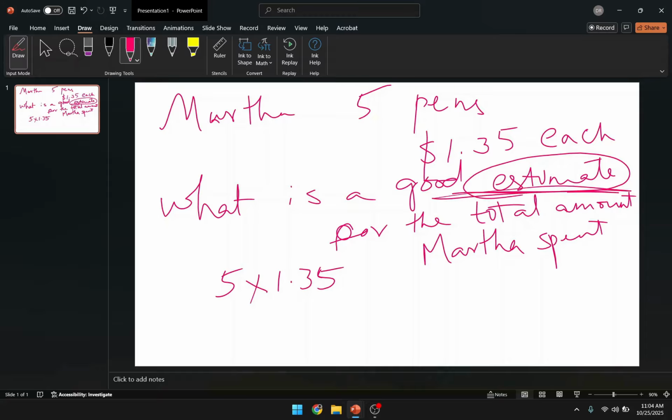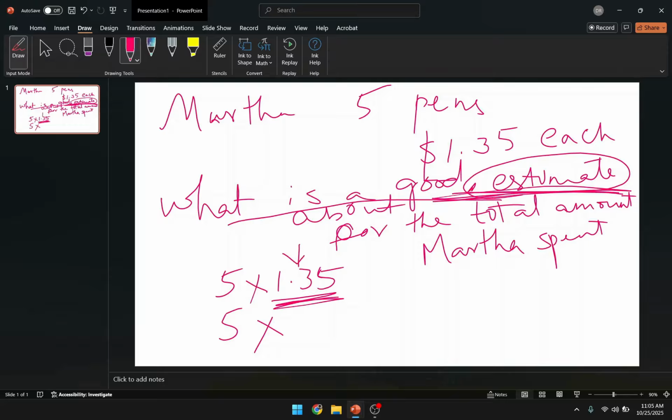We are not doing the actual multiplication here. Just remember that we are estimating. If I ask you what is a good estimate, or about how much Martha spent, then you estimate, you don't do the actual multiplication. So let's estimate: 5 is 5 only, you don't have to round it. Now 1.35, you have to round it to the nearest whole number, to the nearest integer.